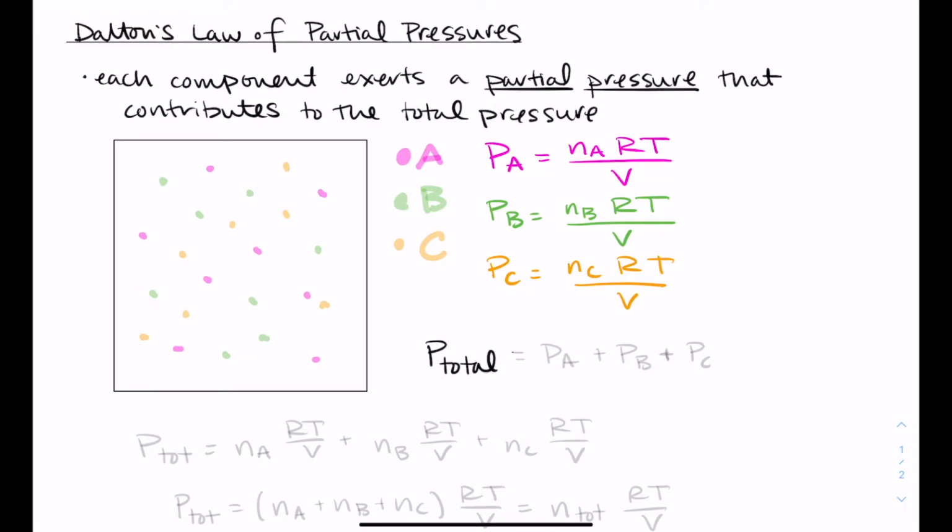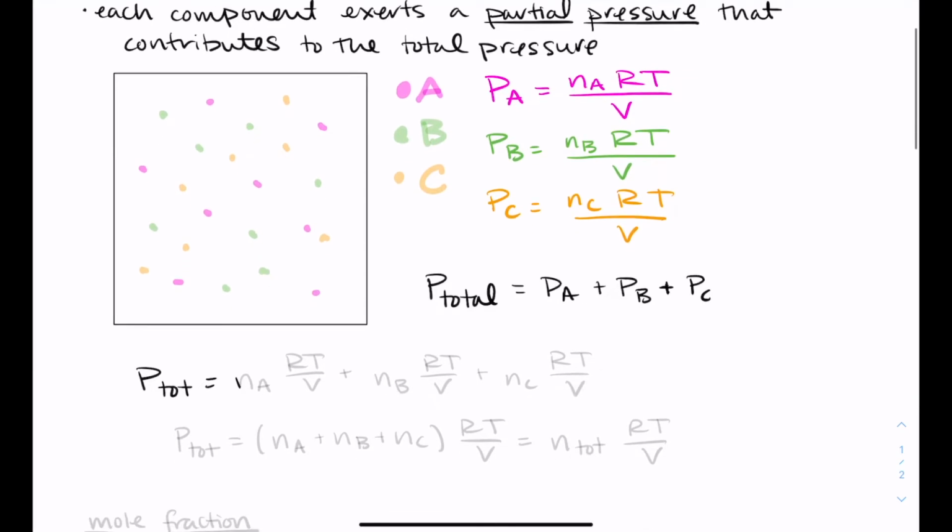Instead of saying PA plus PB plus PC, the pressure total, I could also write it as the number of moles of A times RT over V plus the number of moles of B times RT over V plus the number of moles of C times RT over V. And RT and V are the same for all three. So the total pressure could also be calculated as the sum of the moles times RT over V, or n total times RT over V.